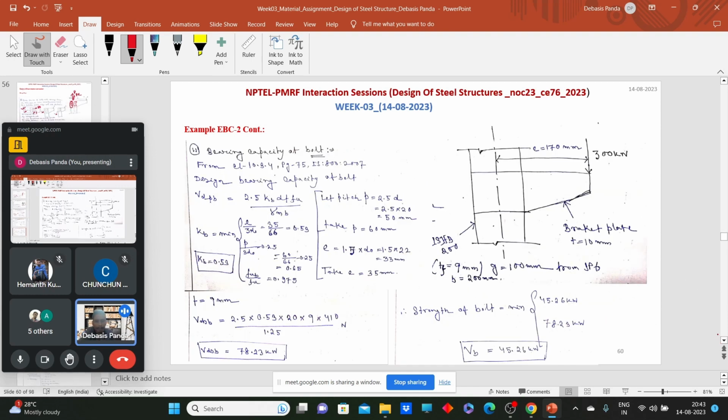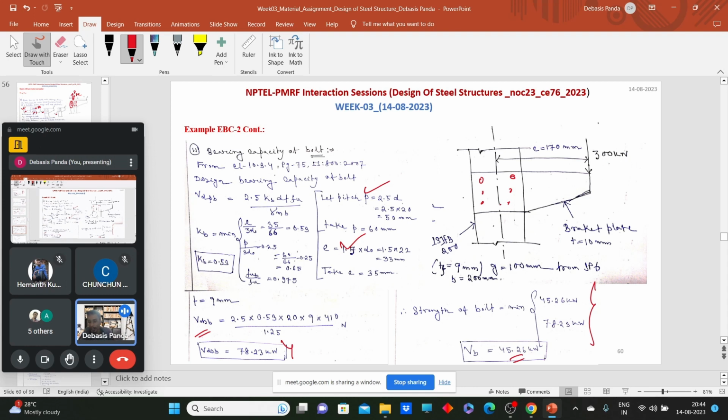Now calculate the bearing capacity. To calculate the bearing capacity, we need the minimum pitch and end distances because we are designing now. So let pitch be the minimum pitch and edge be the minimum edge. Then calculate the bearing capacity of bolt. So the strength of a single bolt should be the minimum of shear capacity and bearing capacity, so 45.26 kilonewton. So now we know that my single bolt can carry this amount of strength. Now let's consider we will provide 2 vertical rows of bolting.